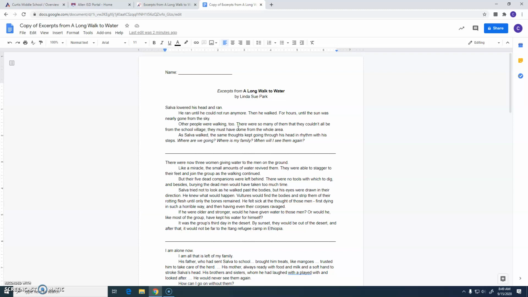Salva lowered his head and ran. He ran until he could not run anymore. Then he walked for hours, until the sun was nearly gone from the sky. Other people were walking too. There were so many of them that they couldn't all be from the school village. They must have come from the whole area. As Salva walked, the same thoughts kept going through his head, in rhythm with his steps. Where are we going? Where is my family? When will I see them again?